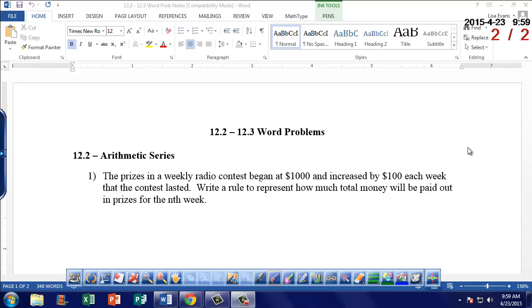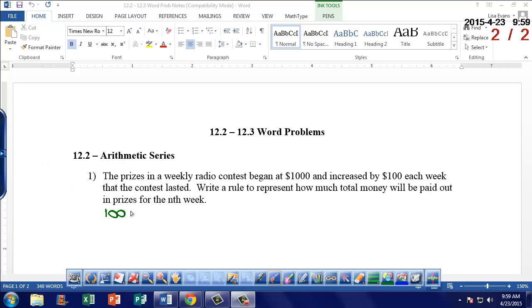This first one, this is an arithmetic series. The prizes in a weekly radio contest began at $1,000 and increased by $100 each week that the contest lasted. Write a rule to represent how much total money will be paid out in prizes for the nth week. So all I want in this problem is a rule. Now, I can go ahead and write the sequence if I want.